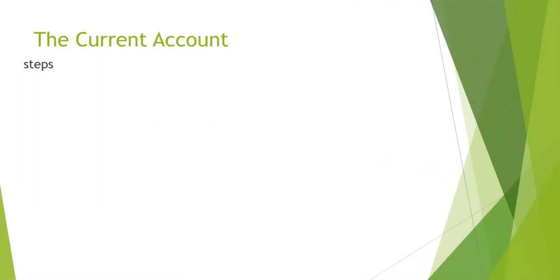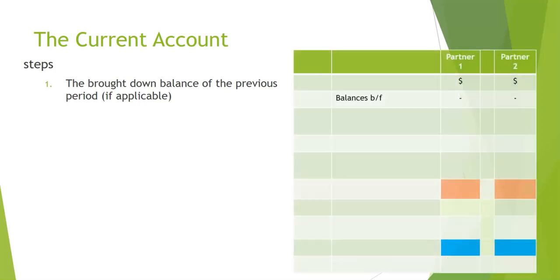So how do we do the partner's current account? What are the steps? So step number one, the brought down balances from the previous period, if they are applicable, you will put them in. Now, of course, you can't have brought down balances if the partnership is new. But if it was a going concern, then obviously you'll bring them down from the period before. All right, so there we go.